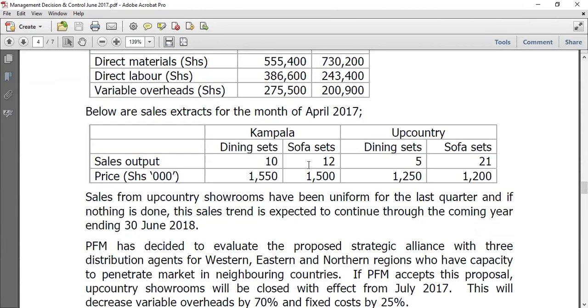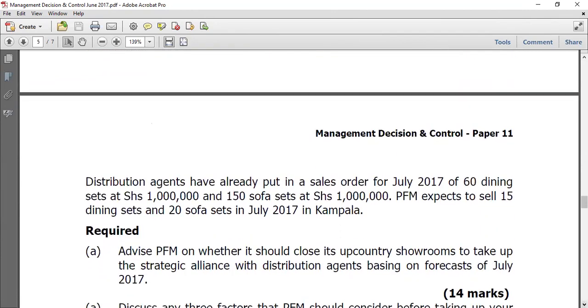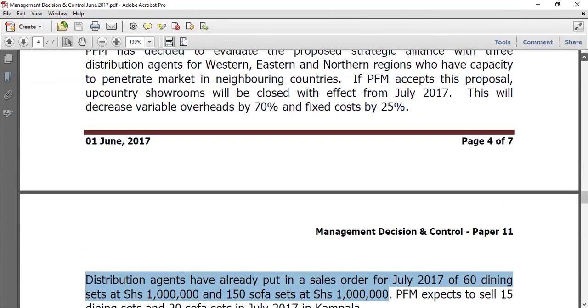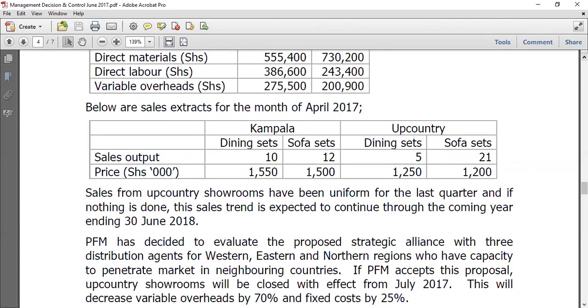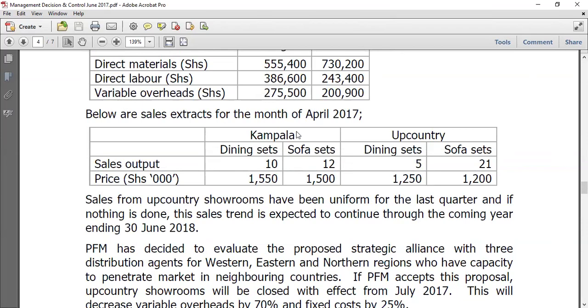Because we have to find the total revenue, okay? We have to basically find the total revenue. Remember, the decision that we are trying to make is based on the forecasts for July 2017. We already have the forecast they have given us here. But before jumping to July, they have given us information for which period? They have given us information for April 2017, and they have told us that the sales will continue through. We don't expect them to change, isn't it?